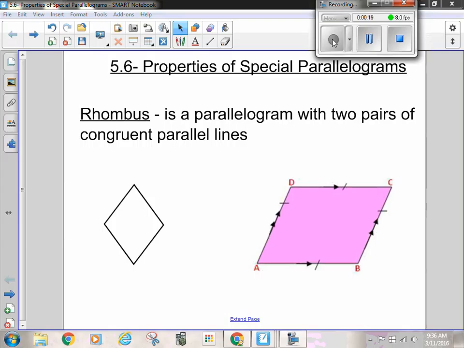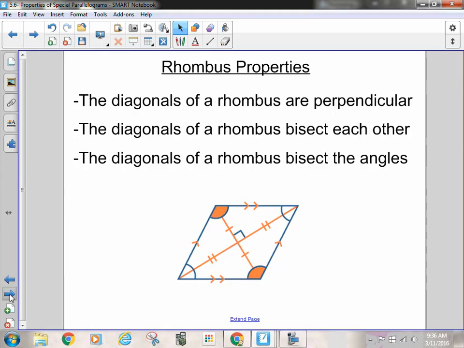So the first one we're going to look at is a rhombus. A rhombus is a parallelogram with two pairs of congruent parallel lines. And so all four sides are congruent, and then opposite sides are parallel to each other. We have some special properties here for a rhombus.